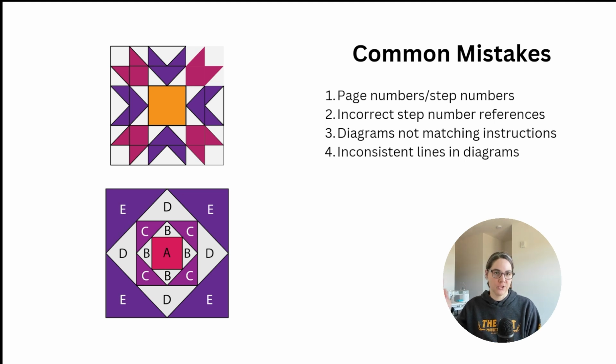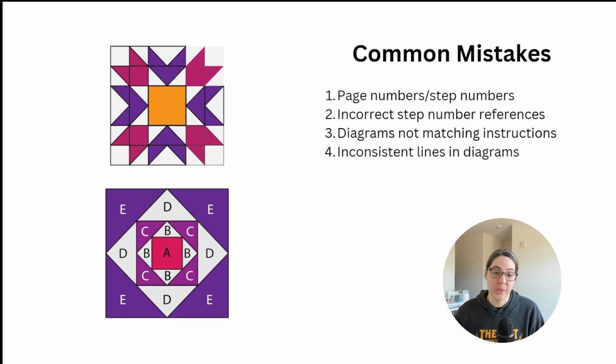Same thing with step numbers. Just have a real quick look at those and make sure that you're not missing any and you're not repeating any. It's really common to see something like 1, 2, 3, 3, 4, 7. It's a really quick and easy check to improve the quality and professionalism of your pattern instantly.